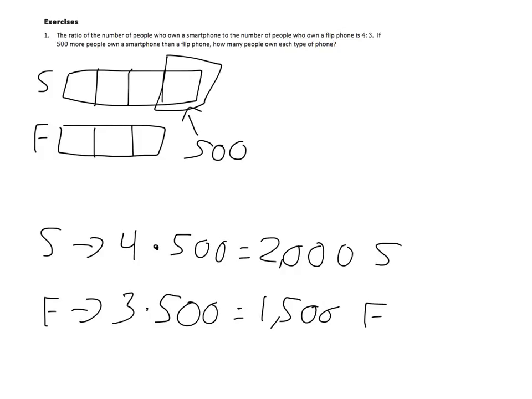We found the difference between the two, since it told us that there was 500 more people. It told us the difference. Found out that one section equaled 500, so that means each section must equal 500. Since each section is 500, we did 500 times the number of sections.